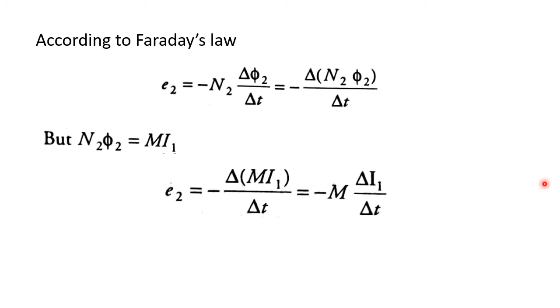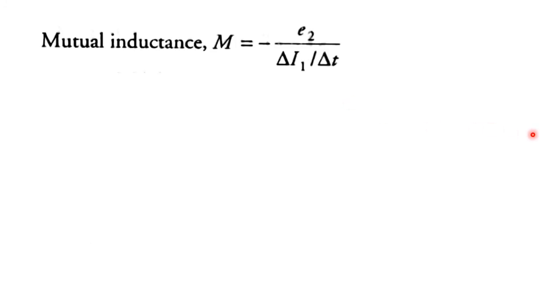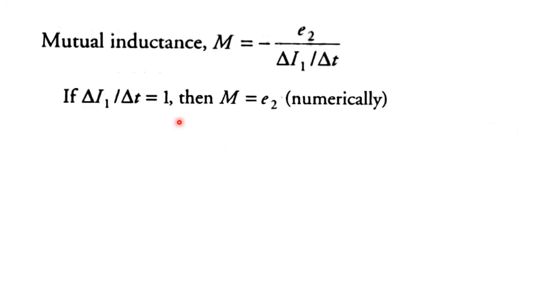Now from this expression also we can define the coefficient of mutual induction. Here the mutual induction M equals E2 by delta I1 by delta t. From this expression, if the denominator, the rate of change of current, is unity, that is equal to 1, then the EMF developed in the secondary coil is numerically equal to the mutual inductance or coefficient of mutual induction.